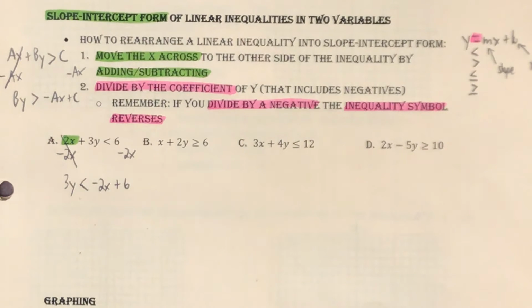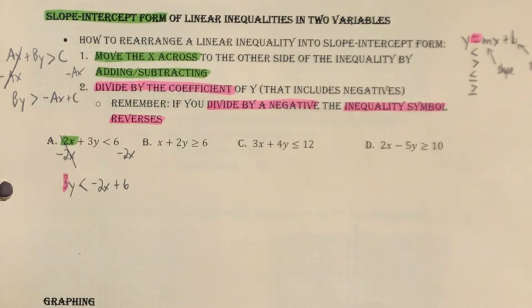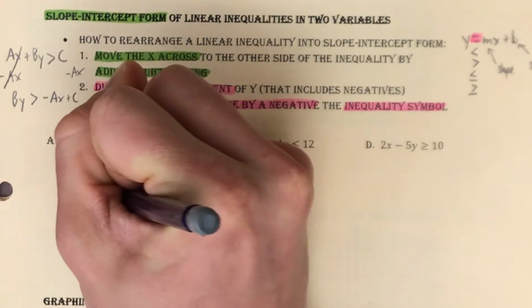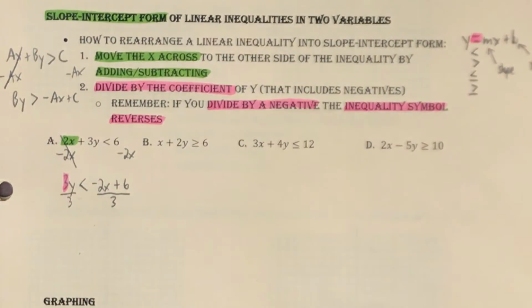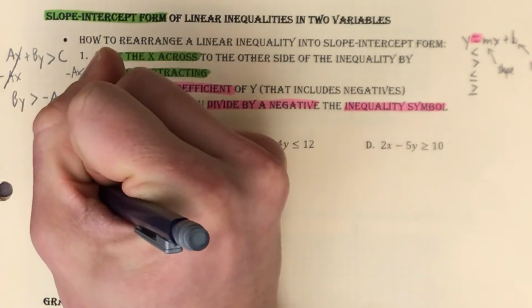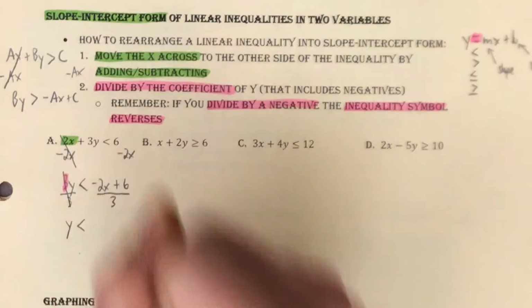This is the exact same process we went through with linear equations. My second step is to figure out the coefficient of y. The coefficient is this positive 3, so I'm going to divide each side by 3. 3y divided by 3 is 1y, so they cancel and we're left with just y. Dividing by a positive number does not change our inequality symbol, so it stays as less than.